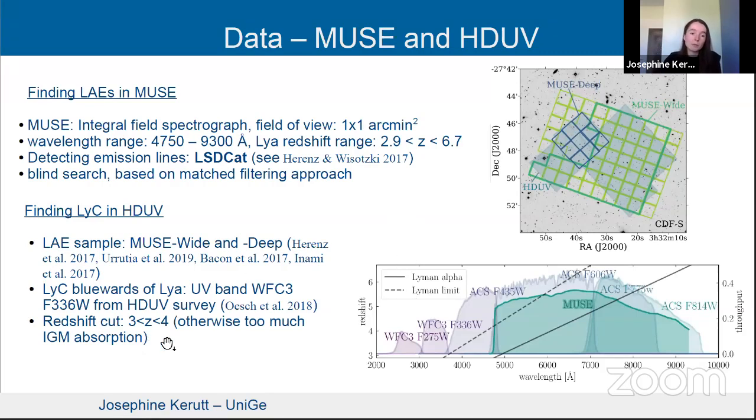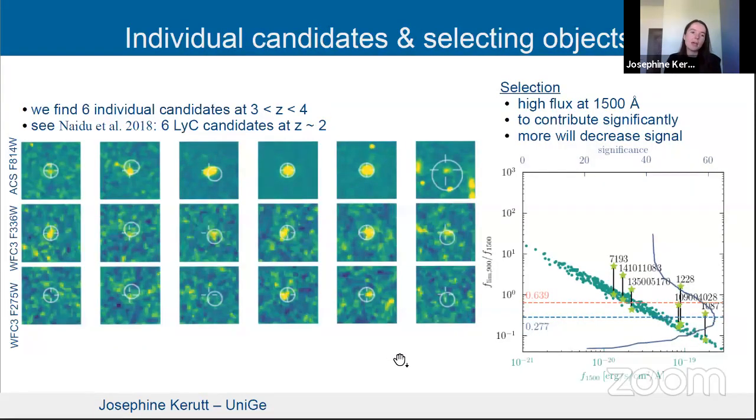I also make a redshift cut for my selection because, as I already said, at higher redshift, the IGM is not very transparent for Lyman continuum emission, so I'm focusing on redshift 3 to 4 here. The first result is that I find 6 individual Lyman continuum leaker candidates, which you can see here. So on top is the UV continuum band, which is the 814 band. And then here you have the Lyman continuum 336 and also 275.